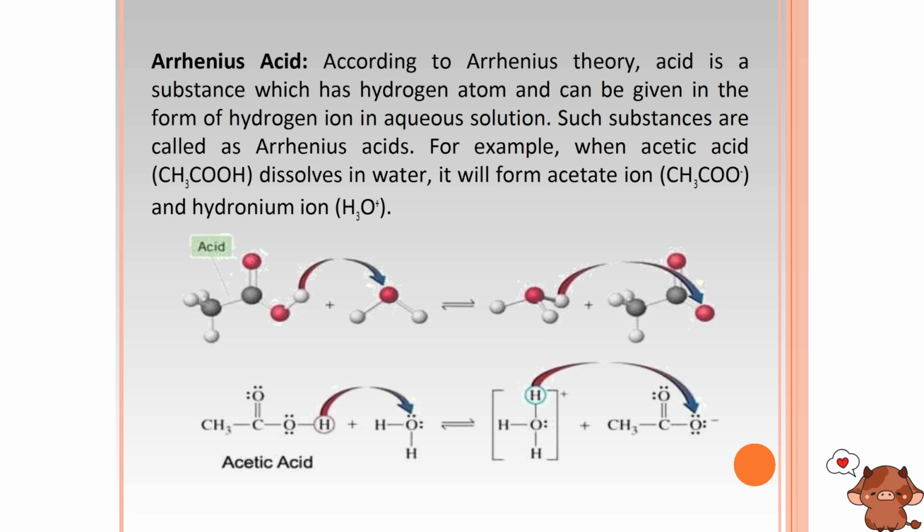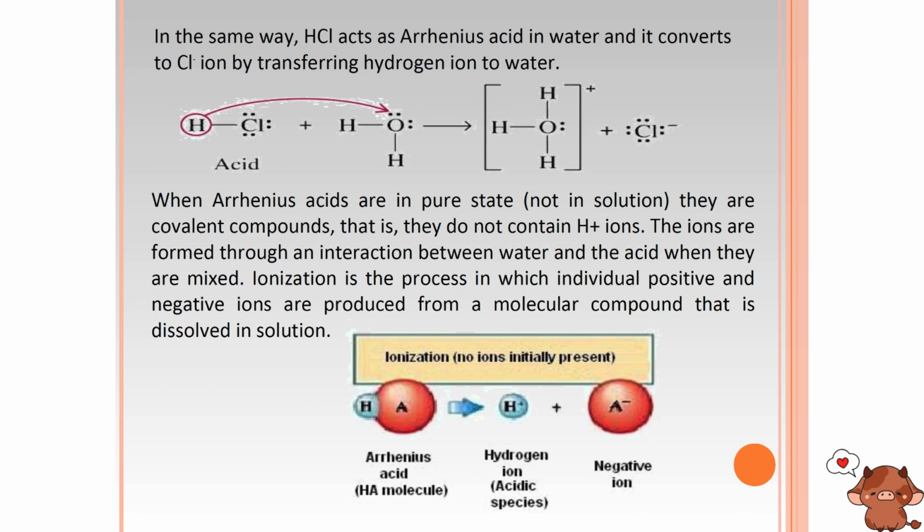For example, when acetic acid dissolves in water, it forms acetate ions and hydronium ions. The diagram shows the structure of acetic acid, highlighting the carbon and oxygen atoms involved in the ionization process. In the same way, hydrogen chloride acts as an Arrhenius acid in water. It converts to Cl⁻ ions by transferring a hydrogen ion to water. The reaction shows HCl donating a proton to water, forming hydronium and chloride ions.